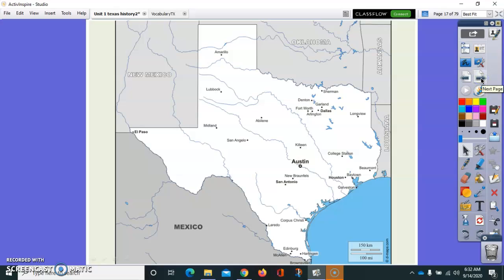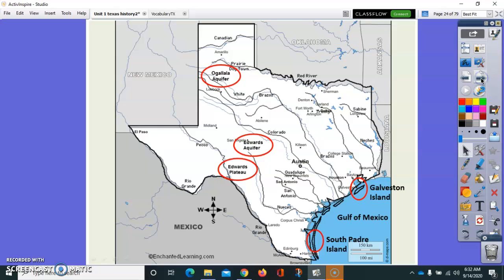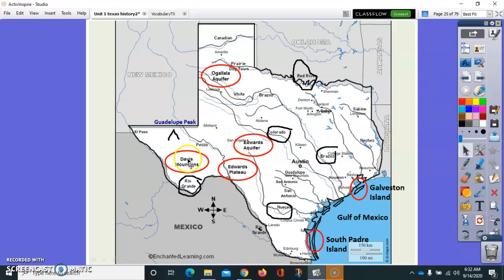Okay, just real quick, some examples of the rivers. The Gulf of Mexico, islands, Galveston Island, South Padre Island. There's another example of an aquifer, the Ogallala. Edwards Aquifer, Edwards Plateau, which is that kind of area here towards West Texas that is high elevation, but flat land. Then we have the Davis Mountains. I circled the names of the rivers to make it a little bit easier to see them. And Guadalupe Peak. That's the highest mountain in Texas.